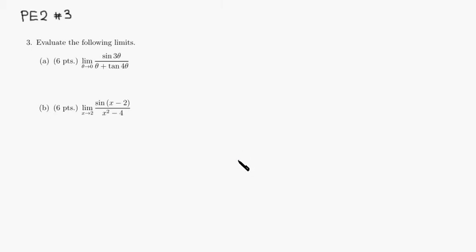Okay, let's go over practice exam 2, number 3. Let's look at part A first. Remember that we have this useful limit: the limit of sine of theta over theta as theta approaches 0 is going to go to 1. So we try to use this here.